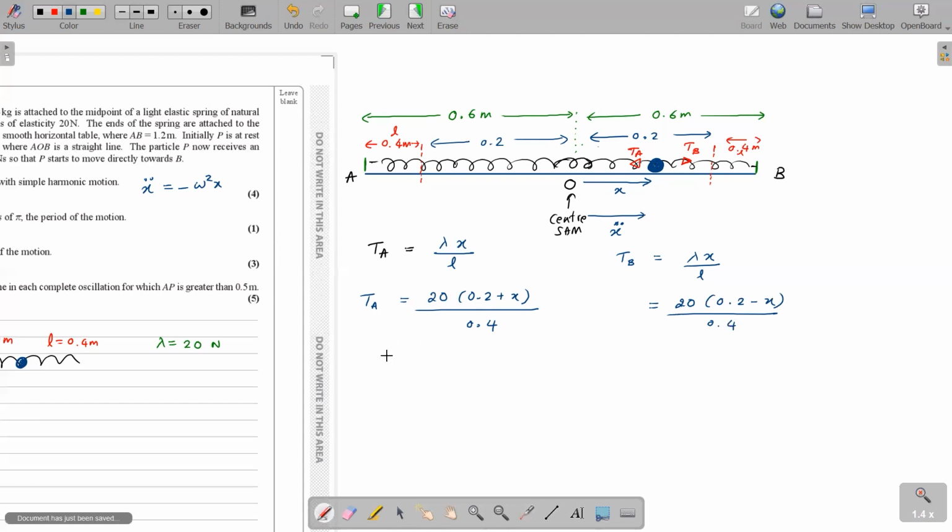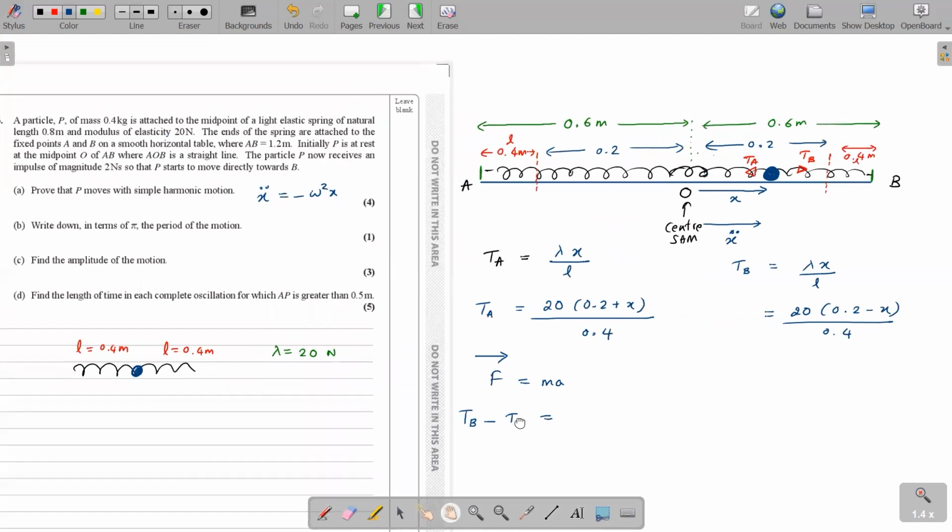So now it's a matter of using F equals ma. So we will use F equals ma away from the center. So what do we get? Force away from the center. Tension B is away from the center. Tension A is towards. So TB minus TA. Mass is 0.2. Have they told you? Mass is 0.4.